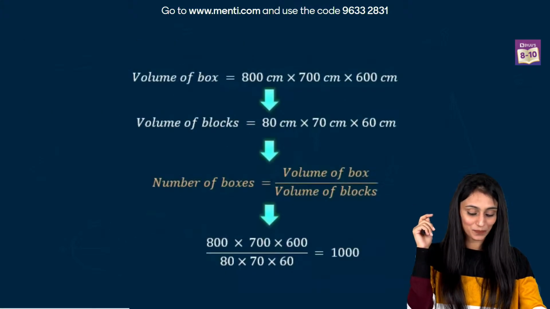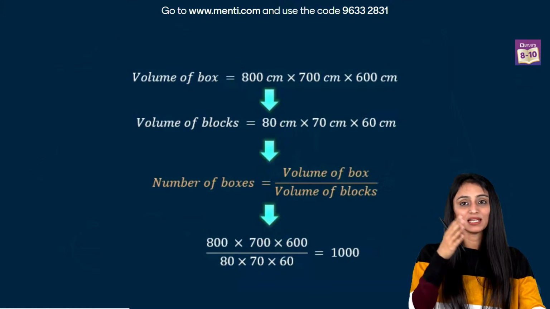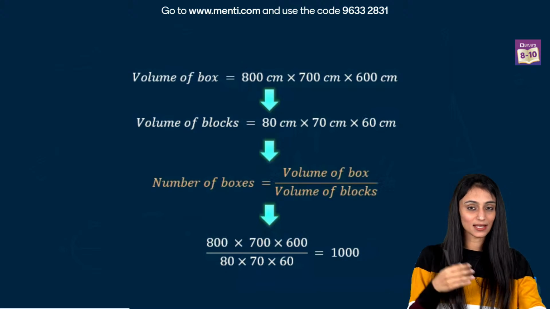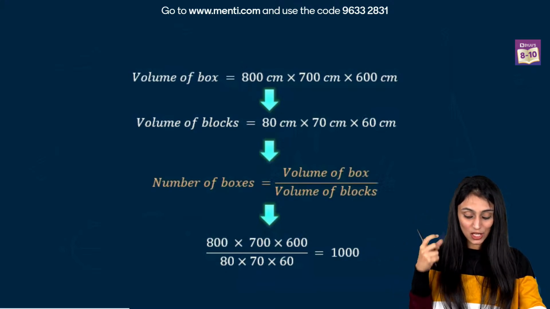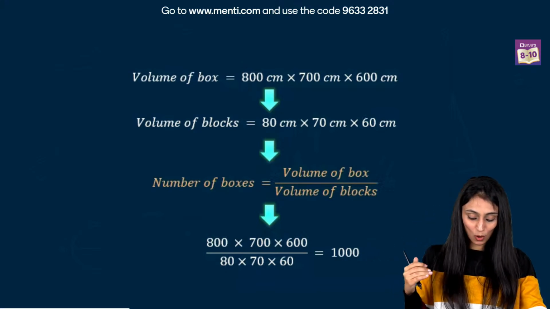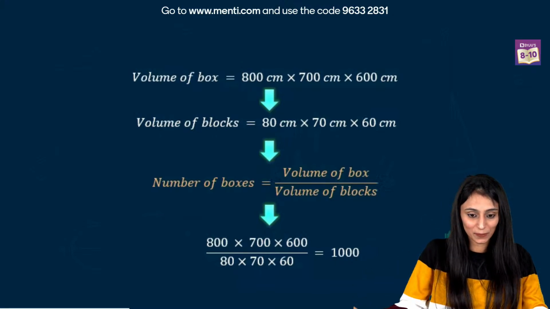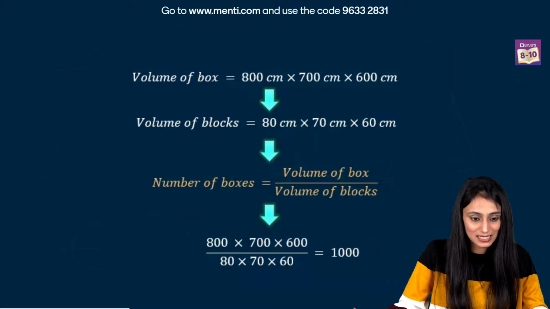Let's check the solution. Volume of boxes, simply you multiply all of them. That's L times B times H. Volume of blocks is again you multiply them. Units are different, so we divide volume of box with volume of blocks, right? And when you divide them, you get 1000 over here. Yes, so 1000 is the right answer.